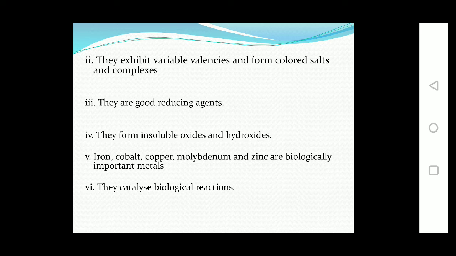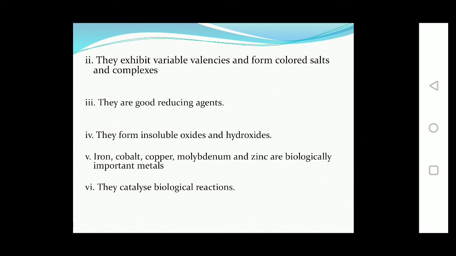Next property is they form oxides and hydroxides which are insoluble. Some metals like iron, cobalt, copper, molybdenum, zinc are biologically important metals. They are used in various biological activities. They catalyze biological reactions. Many of the biological reactions are catalyzed by these elements. So these are the chemical properties of these elements.